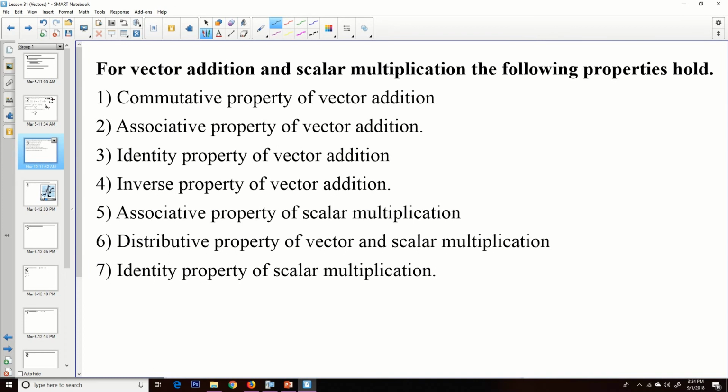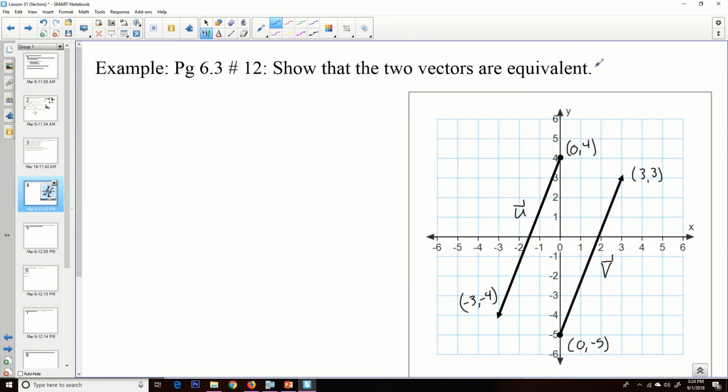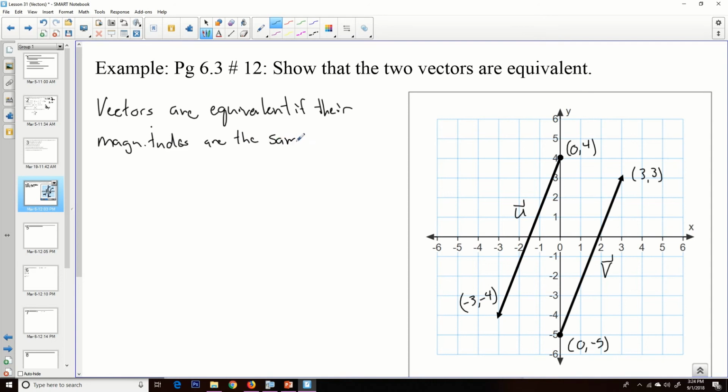And so my first example says show that the two vectors are equivalent. So vectors are equivalent if their magnitudes are the same. All right, so I don't want to spend a bunch of time going through this stuff when all I have to do is show that they have the same distance.